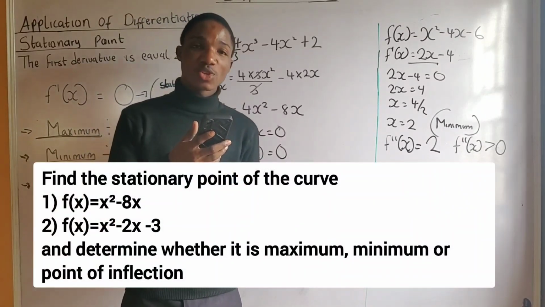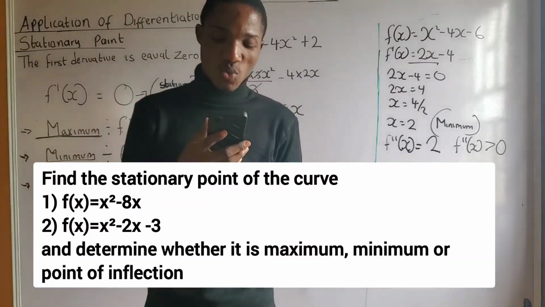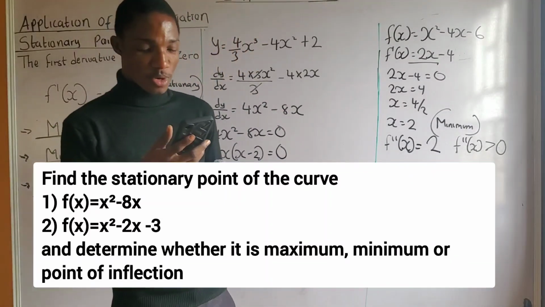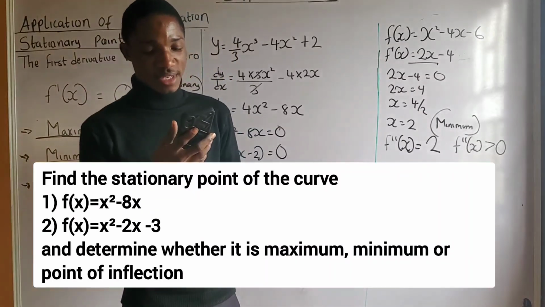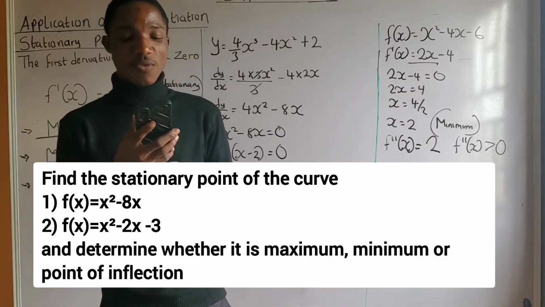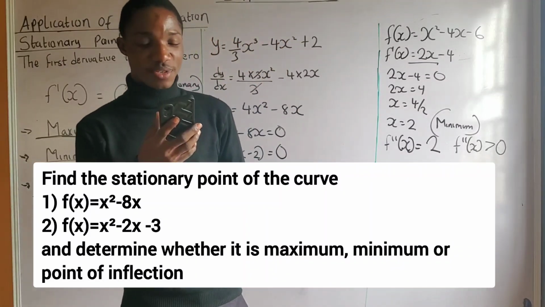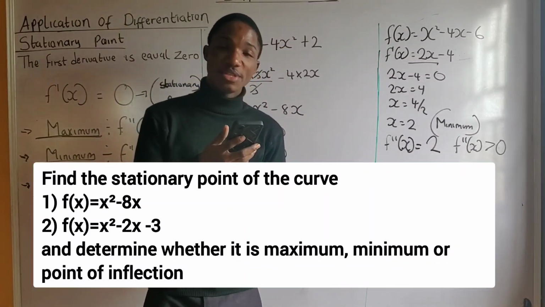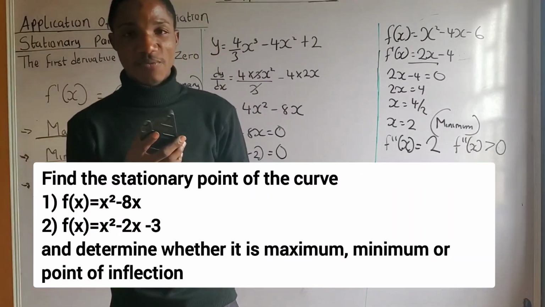Find the stationary point of the curve x squared minus 8x and test whether it is maximum, minimum, or point of inflection. Another question. Find the stationary point of the curve f of x equals x squared minus 2x minus 3 and check whether the stationary point is maximum, minimum, or point of inflection.